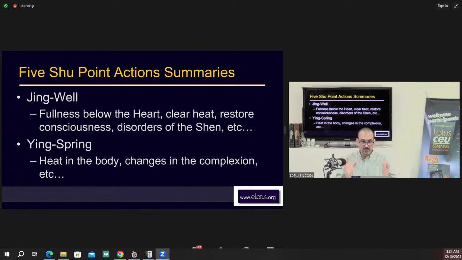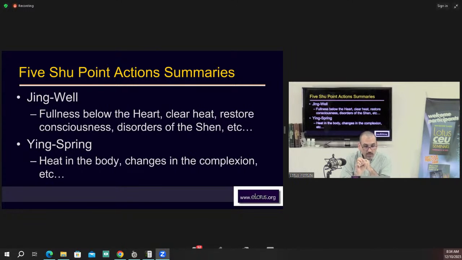So the summary, though, since we don't have time to go through all of these in terms of that. Fullness below the heart, we use them to clear heat. We use them to restore consciousness, and we can understand that again through the different types of mirroring and imaging that we're going to talk about shortly. They treat disorders of the Shen, and we'll talk about why that's the case shortly.